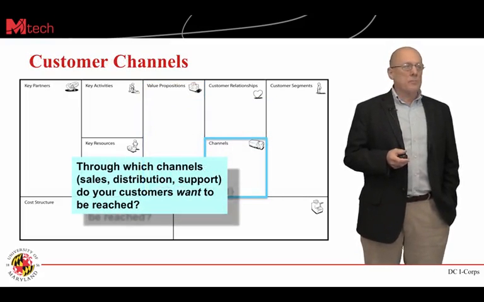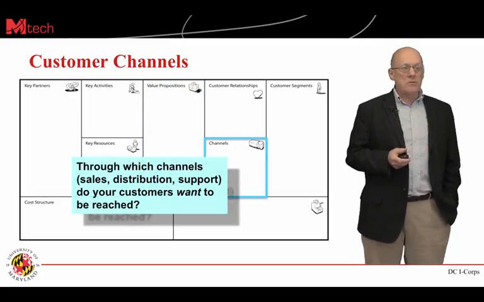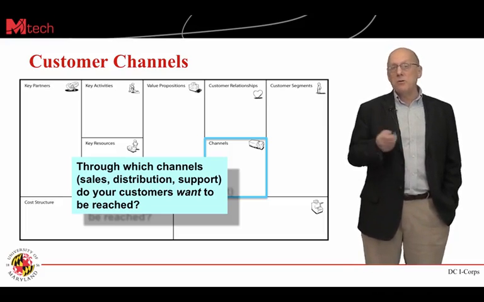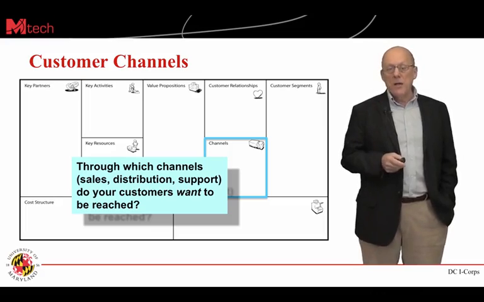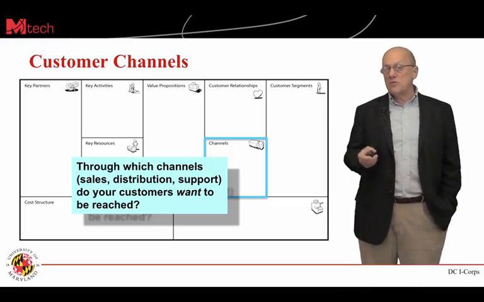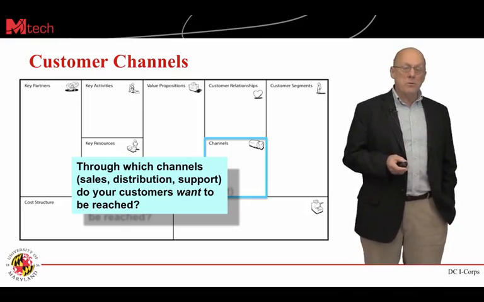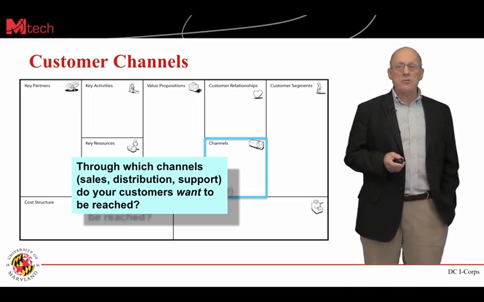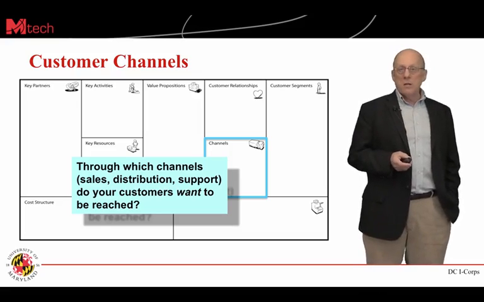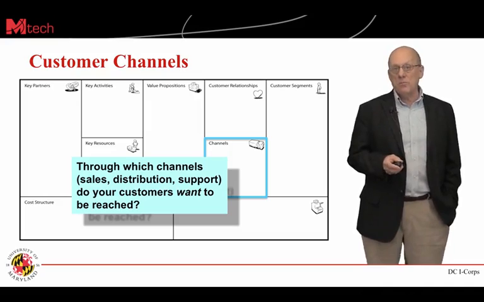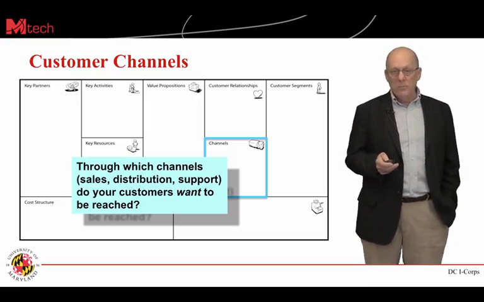Channels. Customers don't generally beat a path to your doorstep. You have to reach them via some means. The means by which you reach customers are called channels. How do you sell to customers? How do you distribute your product or service to them? How do you support them if they have a problem with your product or service? How do you accept returns? These are all questions about your channels. And what kind of channels you use and how you work with those channels intimately affects your business model. We're going to be talking about channels as well.